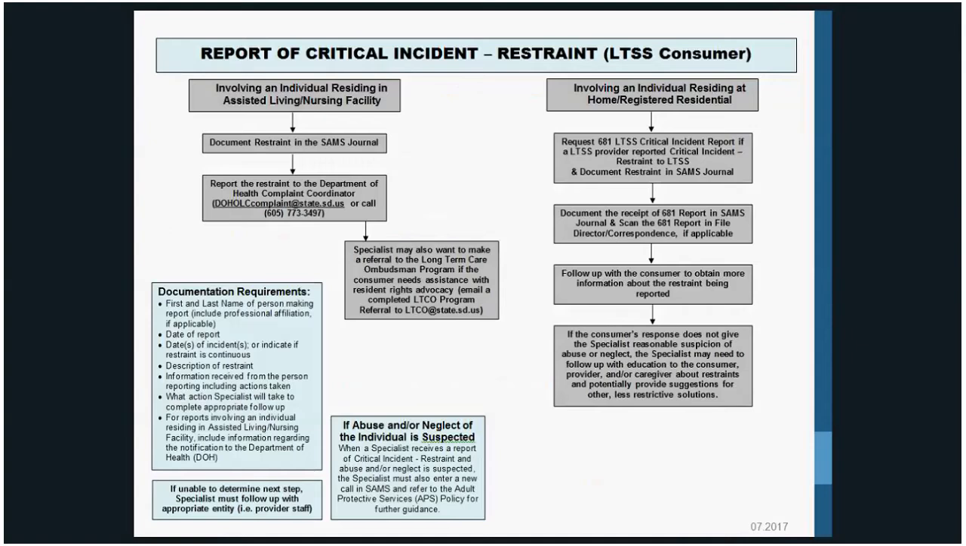If the consumer's response does not give the specialist reasonable suspicion of abuse or neglect, the specialist may need to follow up with education to the consumer, the provider, the caregiver about restraints, and potentially provide some suggestions for other less restrictive solutions. If abuse or neglect of the individual is suspected, you'll want to follow the Adult Protective Services policy for further guidance.